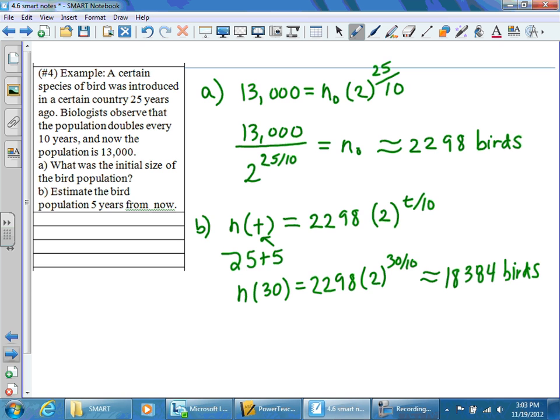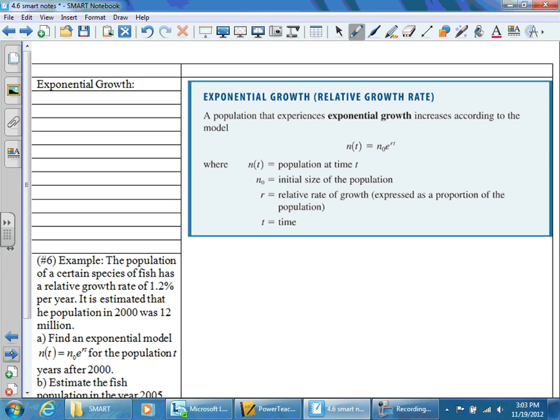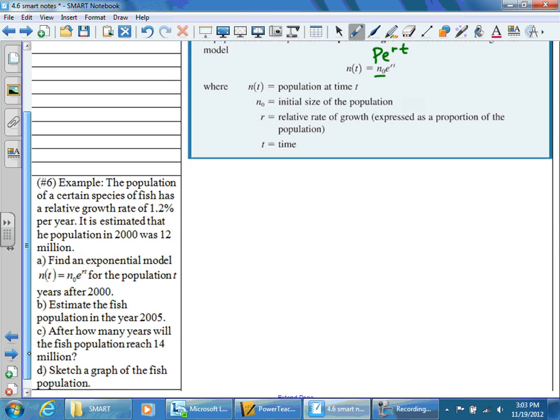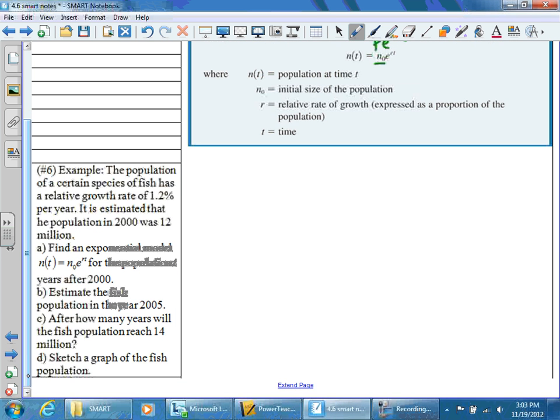Okay, let's look at the next one. So with exponential growth, we've kind of seen this. This is just our PERT. The initial amount, E means it's growing continuously. R is the rate, the growth rate, and T is the time. Now, whenever we're dealing with money, time has to be in years. But if we're dealing with anything else, we can have time be in minutes, hours, seconds, days, whatever they tell us in the problem.